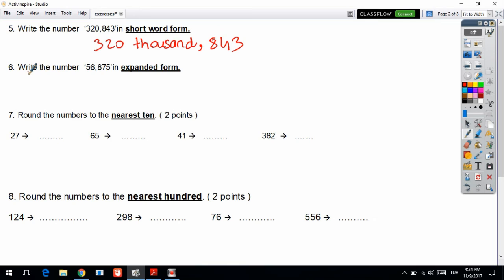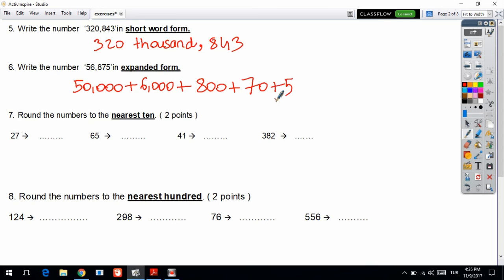Now let's see expanded form. Question 6 says write in expanded form. There is a number, and any number can be written in expanded form. How can you write it? First of all, you start from the 5. 5 is in the 10,000 digits, so I multiply 5 by 10,000, which makes 50,000, plus 6 is in the 1,000 digits, so 6 times 1,000 is equal to 6,000, plus 800, plus 70, plus 5. This is your answer.